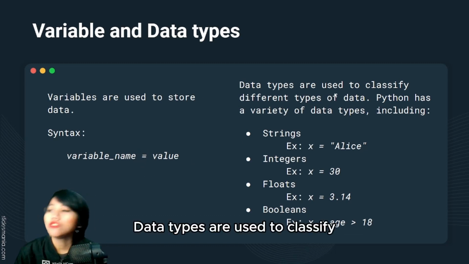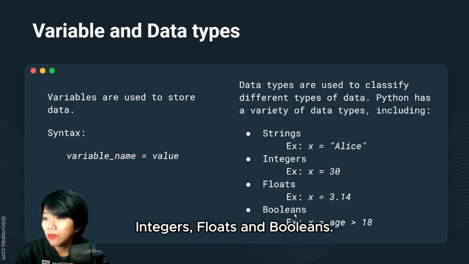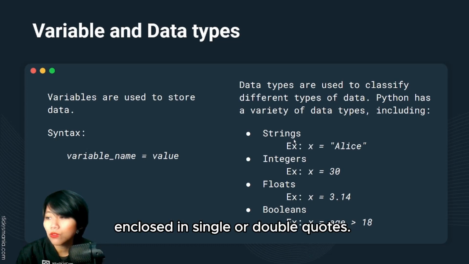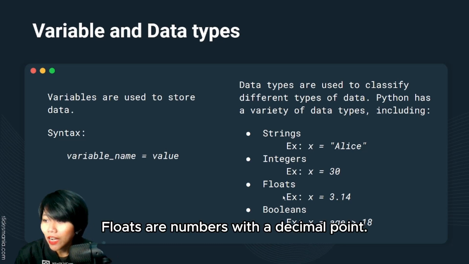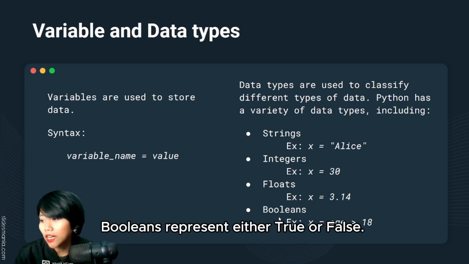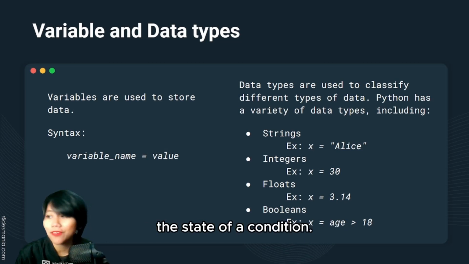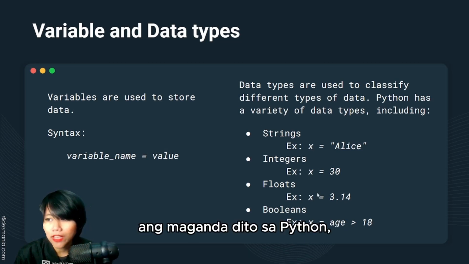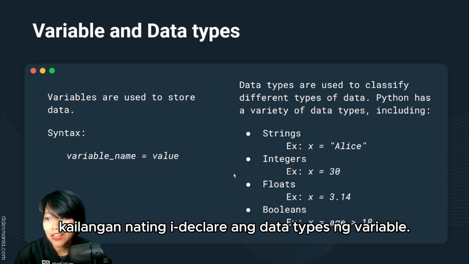Data types are used to classify different types of data. Dito sa Python, we have strings, integers, floats, and booleans. Strings are sequence of characters enclosed in single or double quotes. Yung integers naman, alam naman natin yan, yung whole numbers. Floats are numbers with decimal point. Examples, yung 1.3, negative 5.21, mga ganun. At yung booleans represent either true or false. They're often used to represent the state of a condition. By the way guys, ang maganda dito sa Python, you don't need to declare a variable as a string or integer, mga ganun. Unlike sa ibang programming language, kailangan natin declare ang data types ng variable.